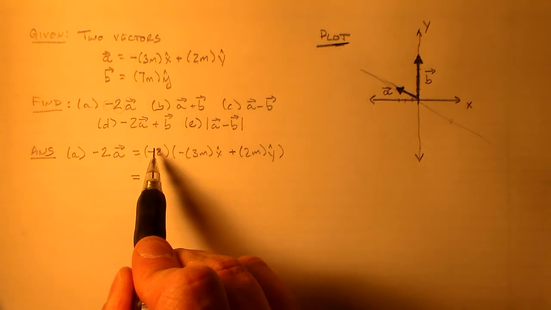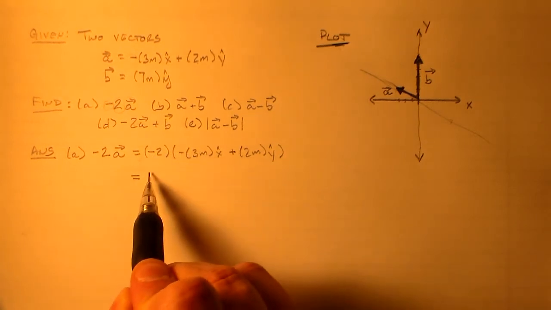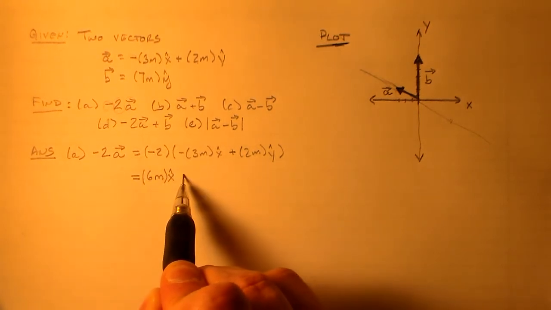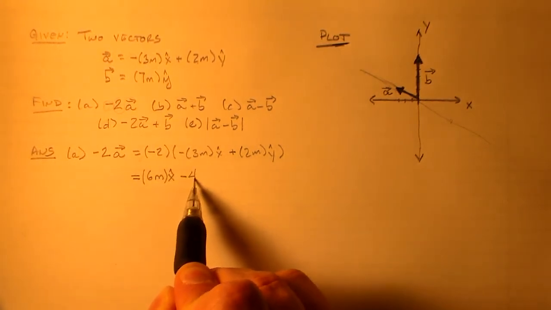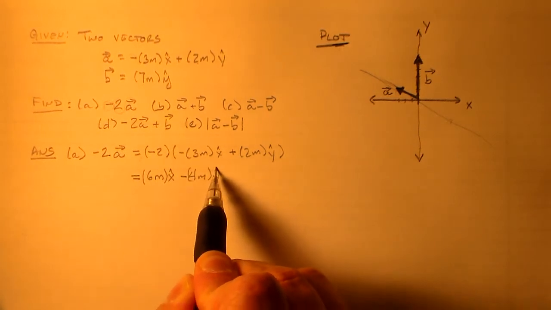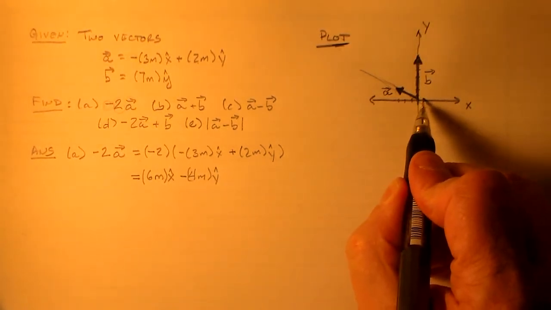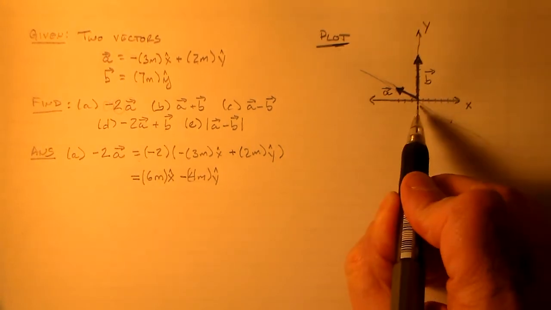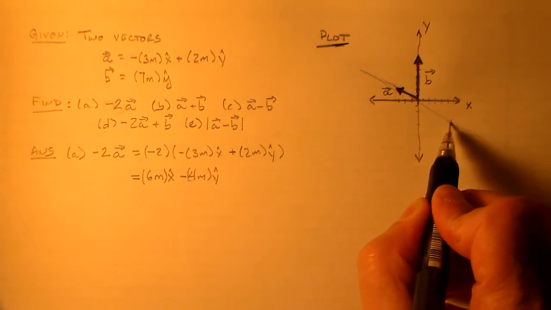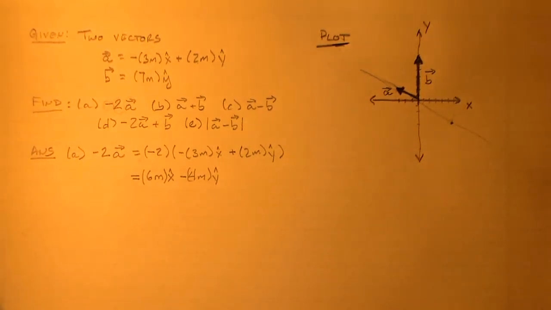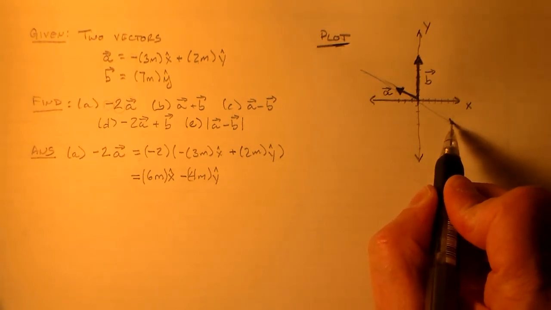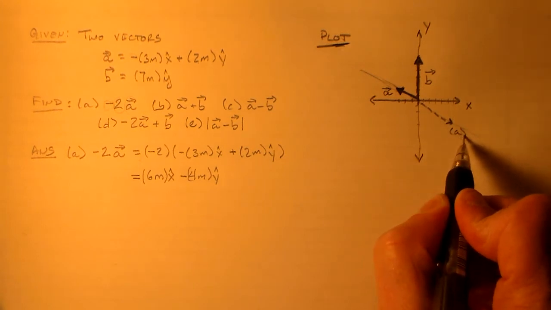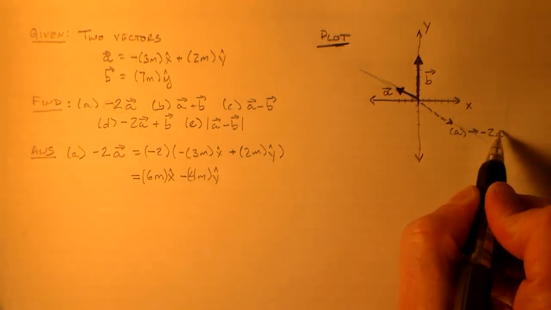Then we go ahead and multiply through, we cancel out these negative signs, and we have 6 meters in the x direction, or 6 meters to the right, minus 4 meters in the y direction, or 4 meters down. So 1, 2, 3, 4, 5, 6, we come down here. 1, 2, 3, 4, we come down here. Oh, happens to be in exactly the place that I drew. So that's going to be part A, which is minus 2A.